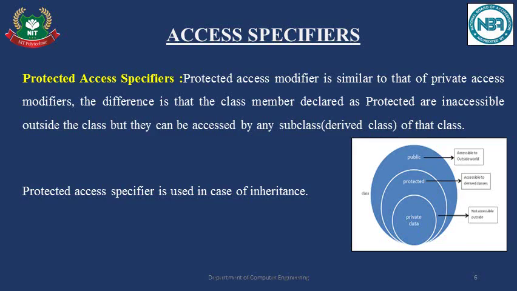Protected access specifier is used in case of inheritance. Now this is the most important point. We will use the protected access specifier or modifier only when we implement inheritance in object-oriented programming. It is similar to private, but it can be used as public when we implement inheritance in our program. That is, we create a parent class and a child class, so the child class can access the protected members of the parent class.